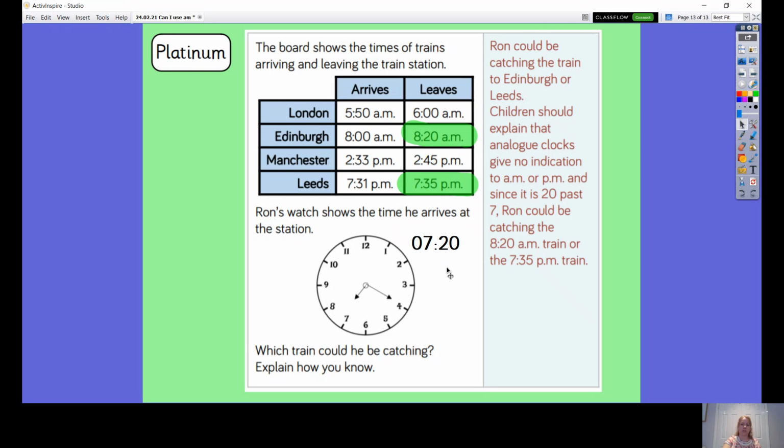So hopefully you noticed that, because it says the analog clock doesn't say whether it's AM or PM time. So he could be catching either of those trains, couldn't he? He wouldn't have been getting the one to London, because he would have missed it if it was 6 in the morning. And he's not going to be getting that 2:45 in the afternoon, because he'd be far too early for that one, wouldn't he? Or late if it was 7:35 PM. So well done. That was a bit tricky.